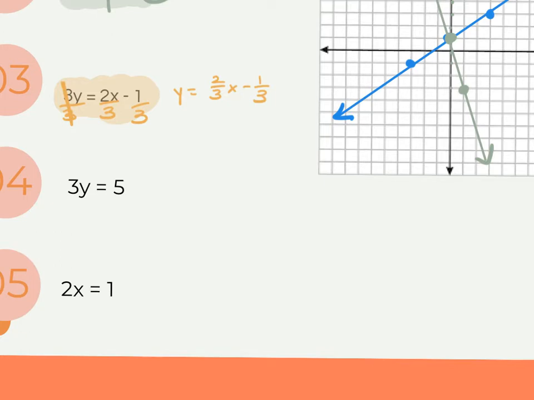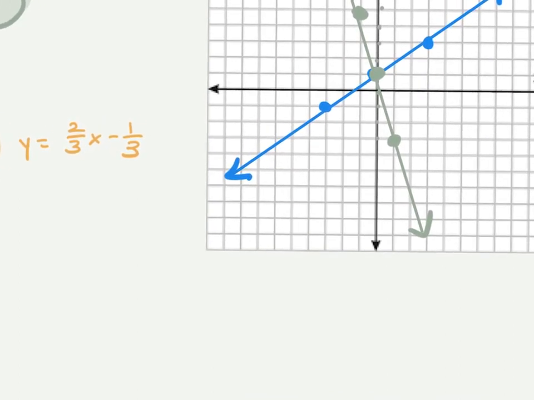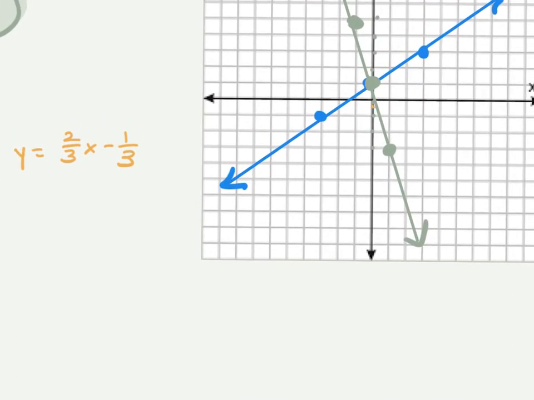So what's my b? Negative 1/3. So this is not going to be perfect, but I know it's going to be a little less than half. It's going to be somewhere around there. And then from there, I'm going to go up 2 and to the right 3, or down 2 and the left 3, and then I draw my line. So if it's a fraction, I do not expect it to be exact, but obviously it should fall in the right frame. Needs to be in between 0 and negative 1.